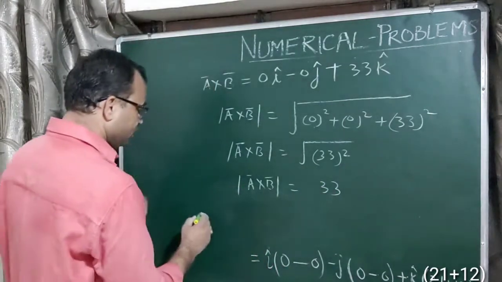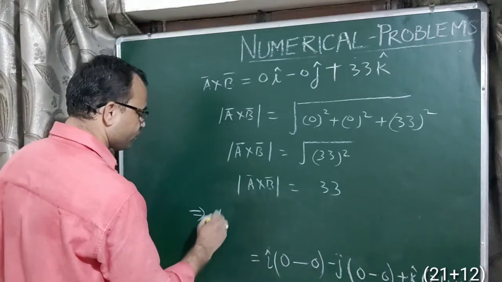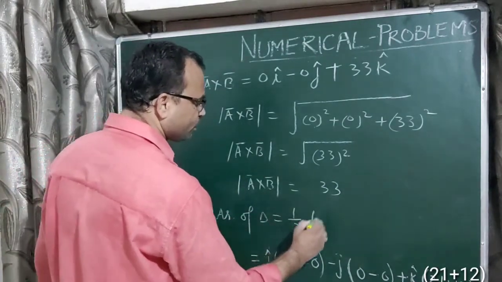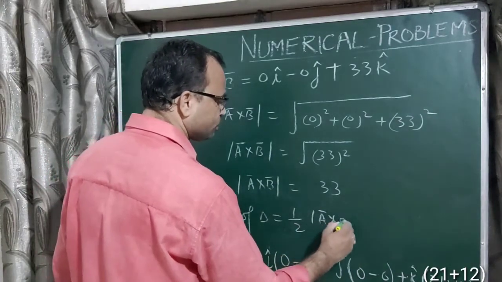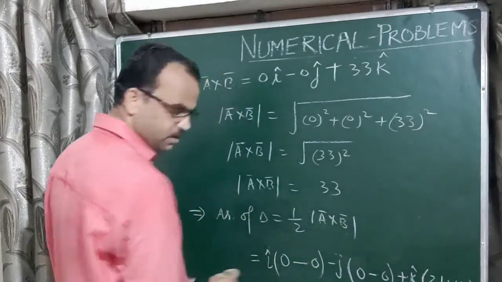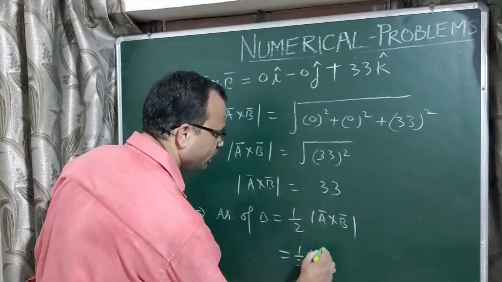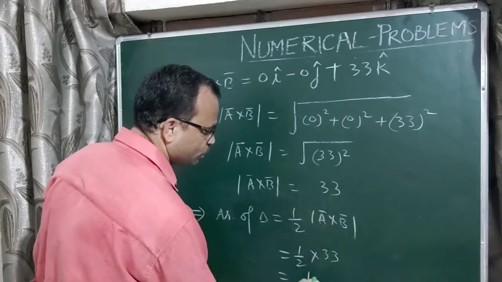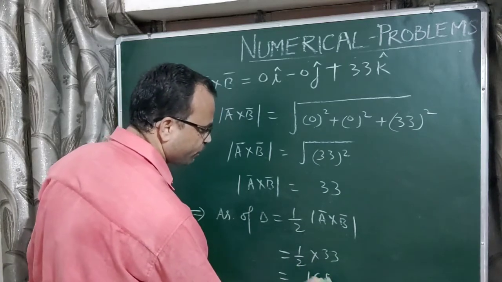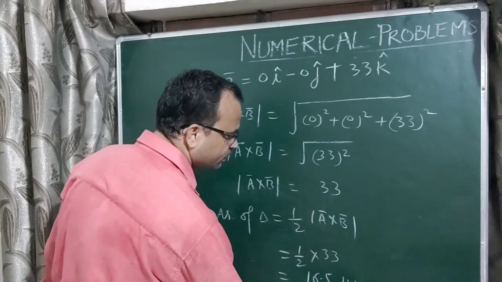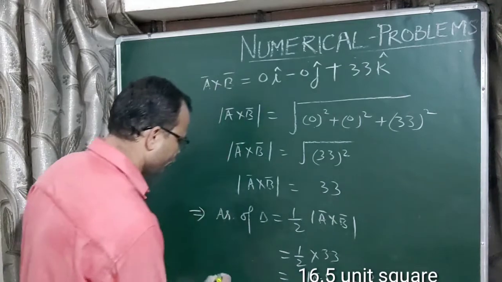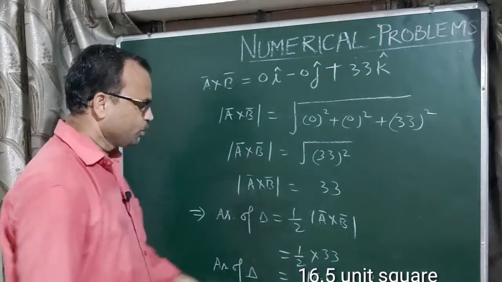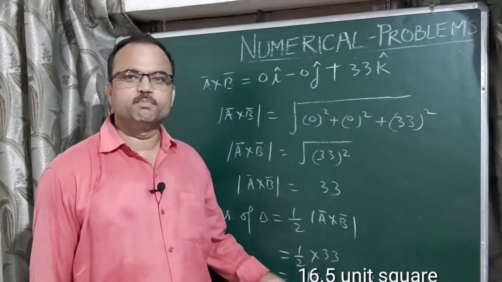Okay. This implies the area of the triangle is equal to half of mod of a vector cross b vector, means 1 upon 2 into 33. So 2 ones are 2, 2 sixes are 12, 16.5 unit square. So the area of the triangle is equal to 16.5 unit square.